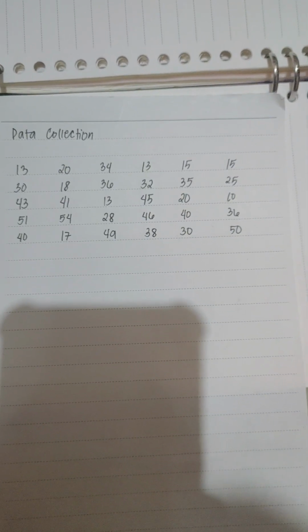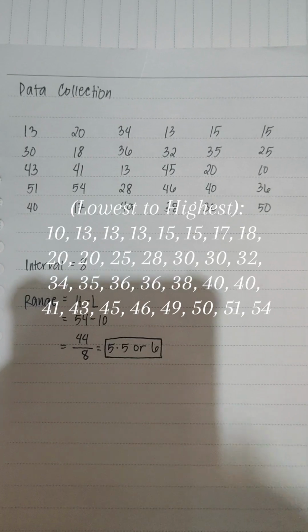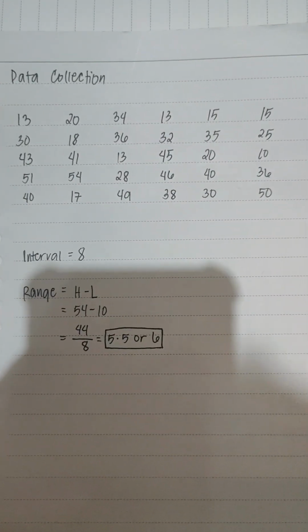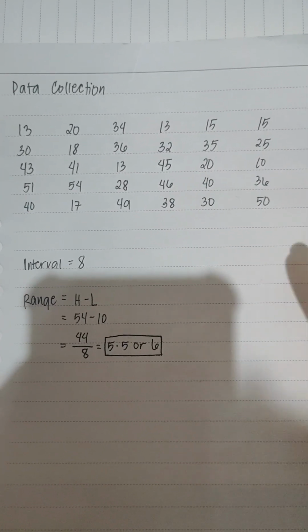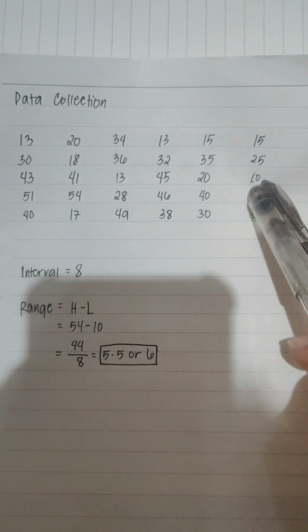So for today, I give an example of how to implement and use data collection and gathering in everyday life. Here is the data collection in my daily life on transportation fee and foods. We organize the data from lowest to highest score. So we get the highest and the lowest in the data collection: the highest is 54 and the lowest is 10.